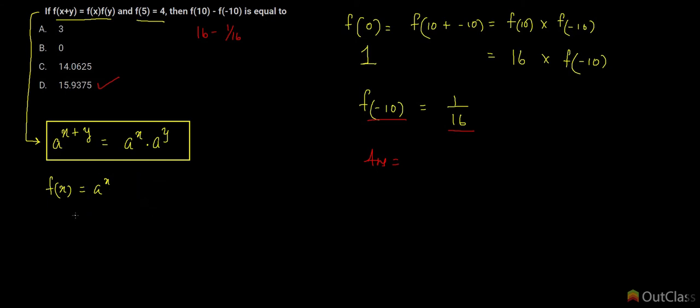So if you do it like that, we have a raised to 5 is 4, at which point you can directly say a raised to 10 is 16. A raised to minus 10 should obviously be 1 by 16. And then the answer is 16 minus 1 by 16. This is obviously way faster than not using this hack in solving it rigorously from scratch.